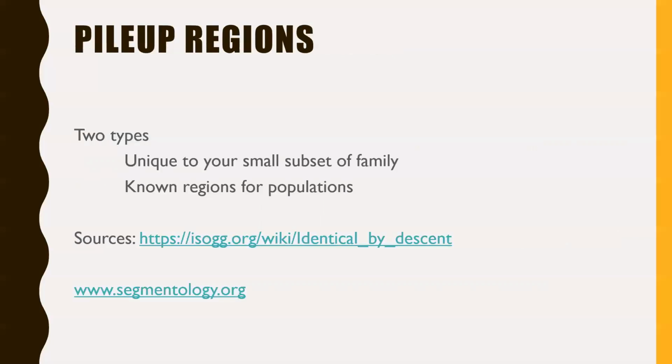And if you aren't familiar with pileup regions, there are 2 different types of pileup regions. There are some that are unique to your small family, and then there are known regions for populations. You can find out more on ISOG's wiki, and also there's some great information on segmentology.org. But your pileup regions that are known for populations are actually grayed out on DNA Painter so that you know you're kind of in an iffy area. A pileup region is when you have a number of people related because of, most of the time, biogeography. Most of the time you're related to them because you come from the same part of the world, not necessarily because you have a common ancestor with each of them.